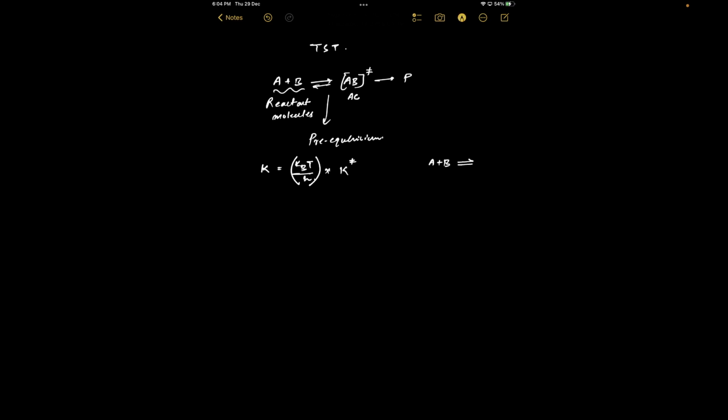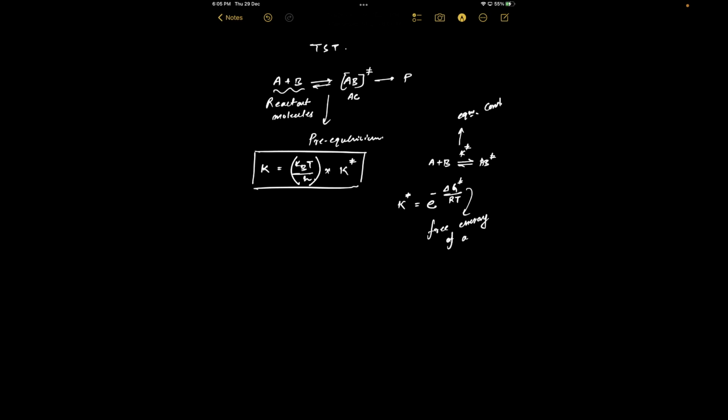That means for these two, this is the equilibrium constant. From thermodynamics, we know that any equilibrium constant, so K double dagger, can be written as exponential of minus delta G double dagger divided by RT, right? Now delta G double dagger is the free energy of activation.